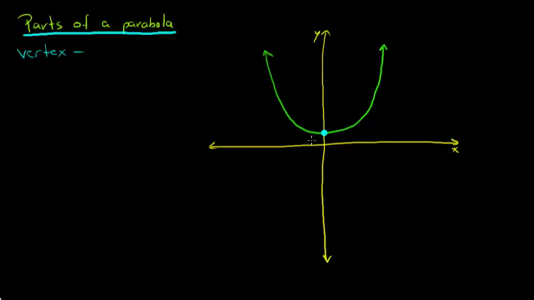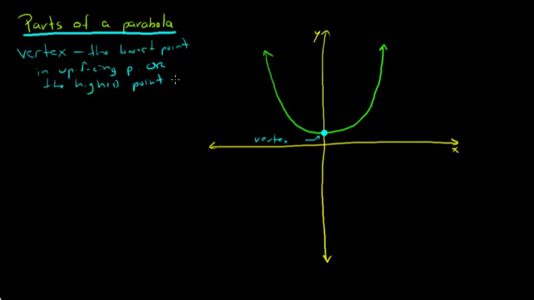So this is the vertex right here, and the vertex simply is the lowest point in an upward facing parabola, or the highest point in a downward facing parabola.